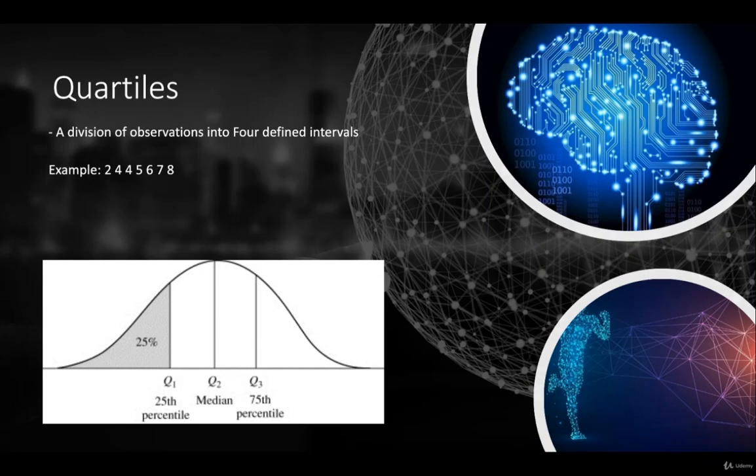If we take a basic example of some numbers, like here, for example, we have 2, 4, 4, 5, 6, 7, 8. In this case, the Q1 would be 4, the 25th percentile. The median would be 5. The Q3 would be 7, the 75th percentile. And the max would be 8, the min would be 2. Once again, these are just basics.